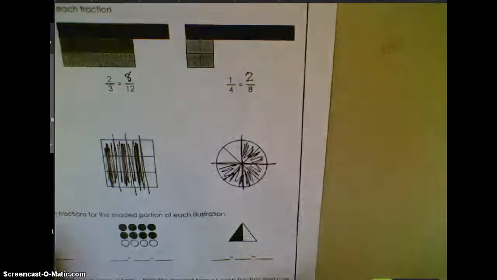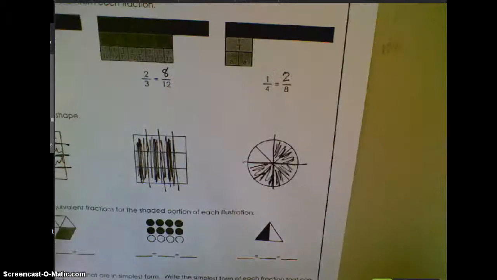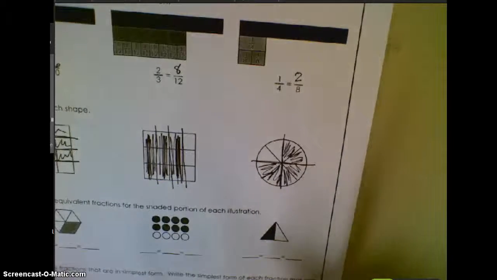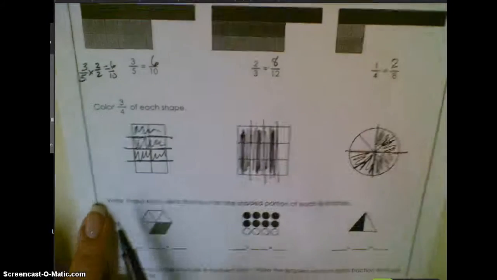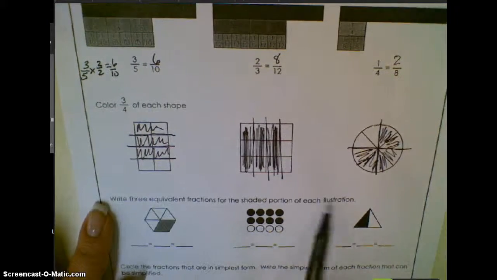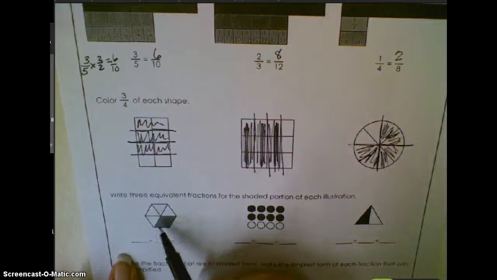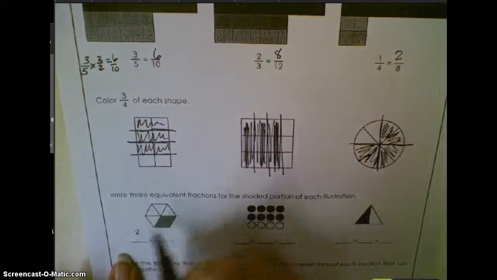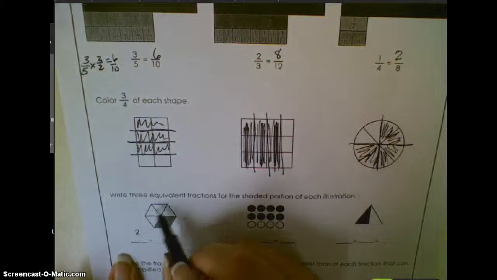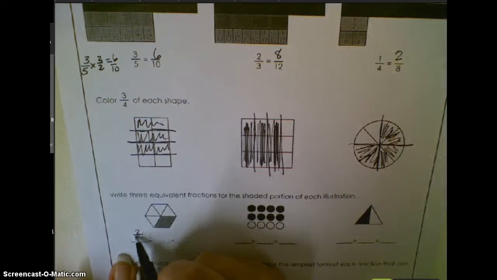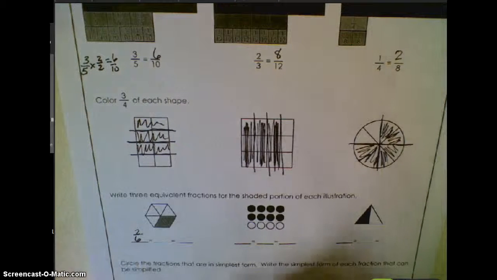Okay, let's do, well, I didn't know if this would help us down here. It might not. Write 3 equivalent fractions for each of the shaded illustrations. So this one I can see 2 out of, let's see, 1, 2, 3, 4, 5, 6. 2 out of 6 are shaded.